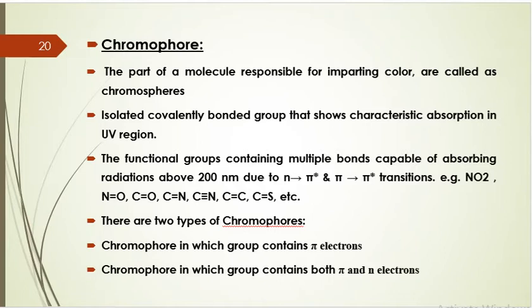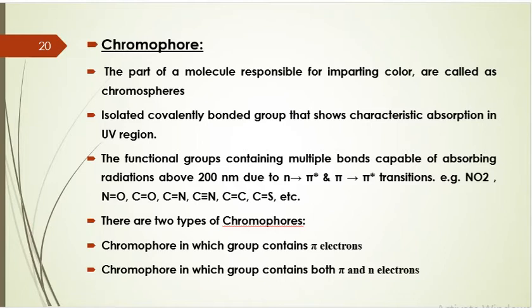Originally, a chromophore was considered as any system which was responsible for imparting color to the compound. For example, in case of nitro compounds, the yellow color was because of the nitro group present in the sample. So here clearly the nitro group was considered as a chromophore because it was imparting yellow color.